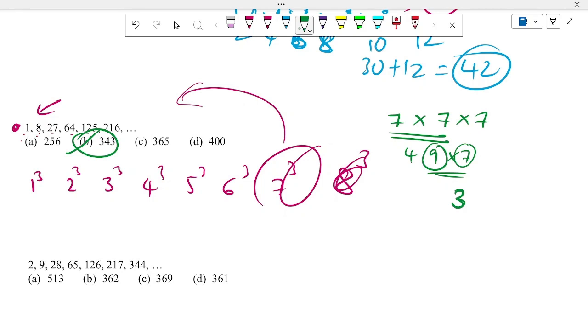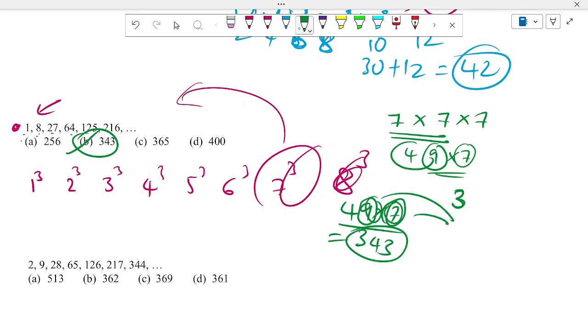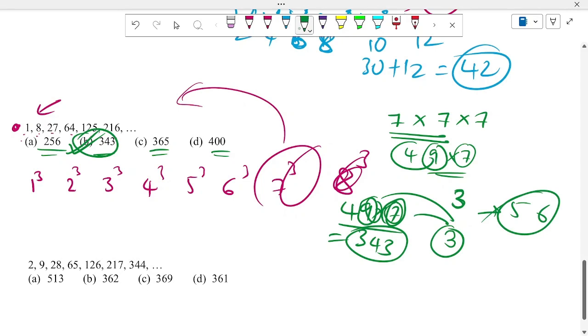You need not multiply the whole thing. 49 into 7, actually you will get 343. But don't multiply the full thing. Just multiply the unit places. 9 into 7, you are going to get 3 in the unit place. So find out how many options have 3 as their unit place. We have got only one, so this itself will be the answer. Here you will be saving around 5 to 6 seconds. This way saving of time can be done whenever you are solving aptitude questions.